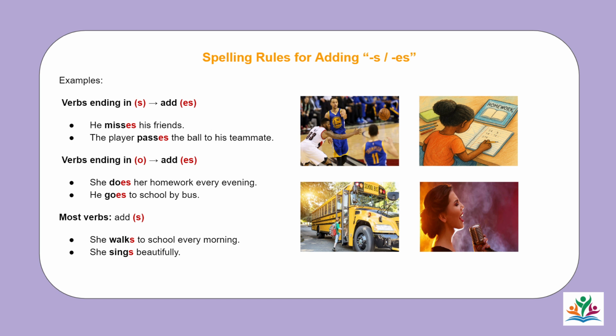Same thing for the second one. He goes to school by bus. Since those two verbs end with o, we need to add an es in the simple present when we are talking about the subject he, she, or it. For most of the verbs, we just have to add an s at the end of the verb. For example, she walks to school every morning, or she sings beautifully.